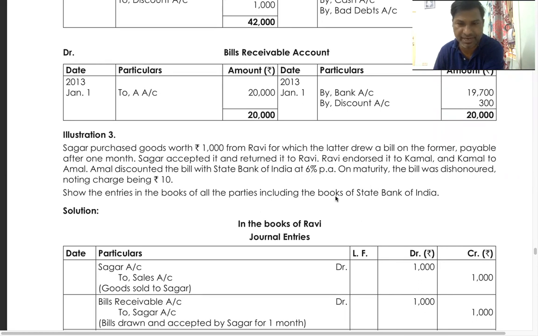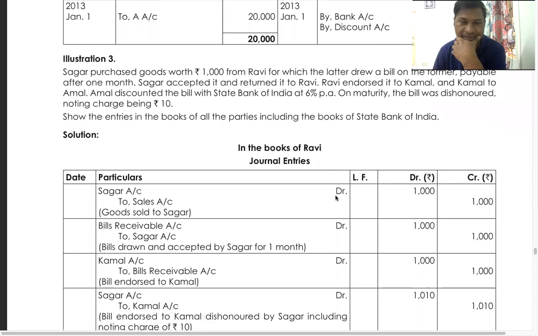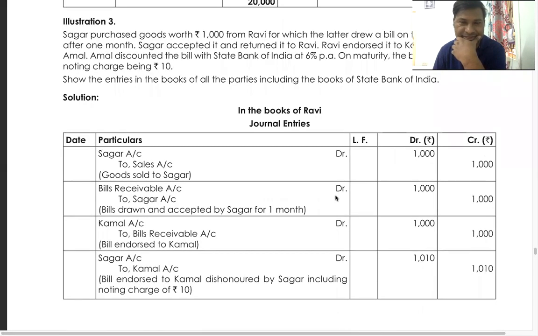Amal discounted the bill with State Bank of India at 6%. It's not per annum. On maturity, the bill was dishonored. Noting charges 10 rupees. Show the entries in the books of all parties. Let's begin with the end of the drawer, Ravi, the creditor, the one who has supplied goods to the debtor. Now let's look into the journal entries.